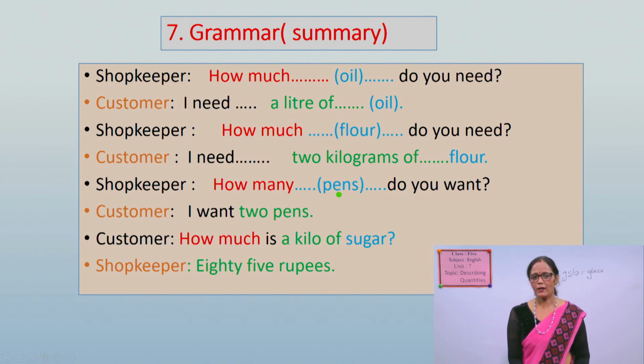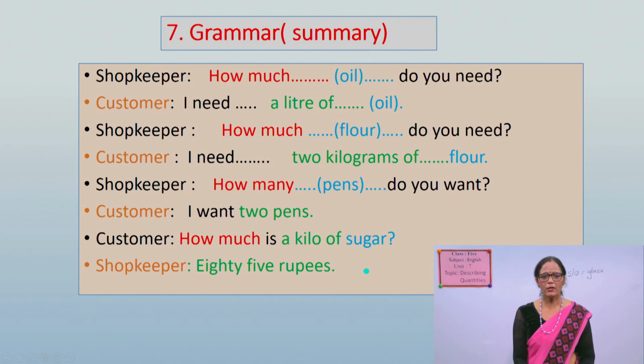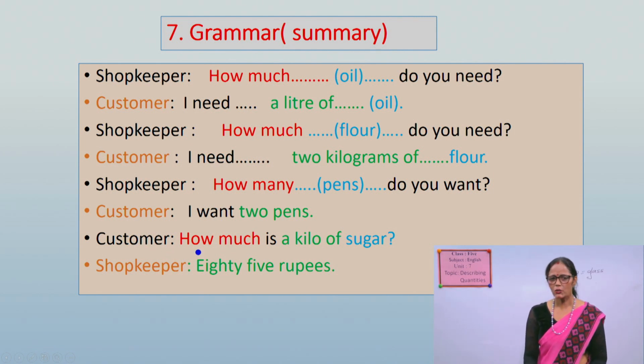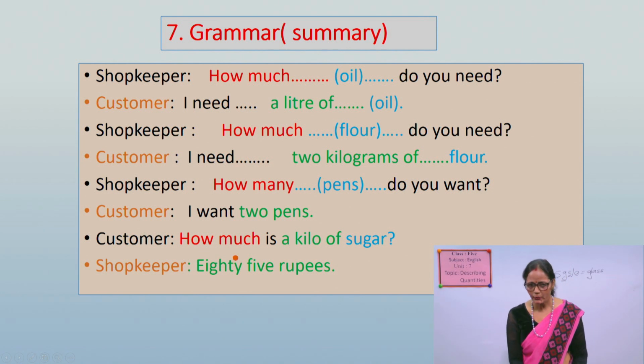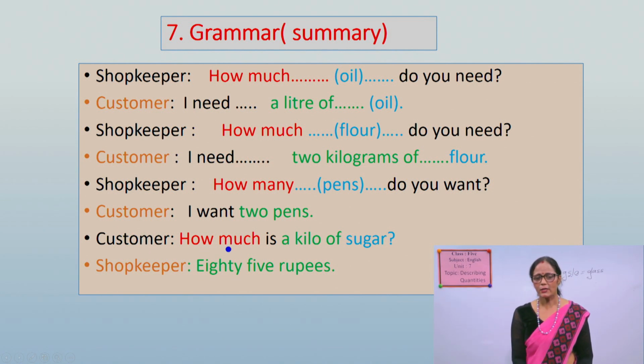Pen, we can count pens, so we can ask questions with how many. Then the answer is 1, 2, 3, 4 in number. Similarly, if you want to ask the price to the shopkeeper, then you should ask in this way. How much is a kilo of sugar? Then the shopkeeper gives the money and number.